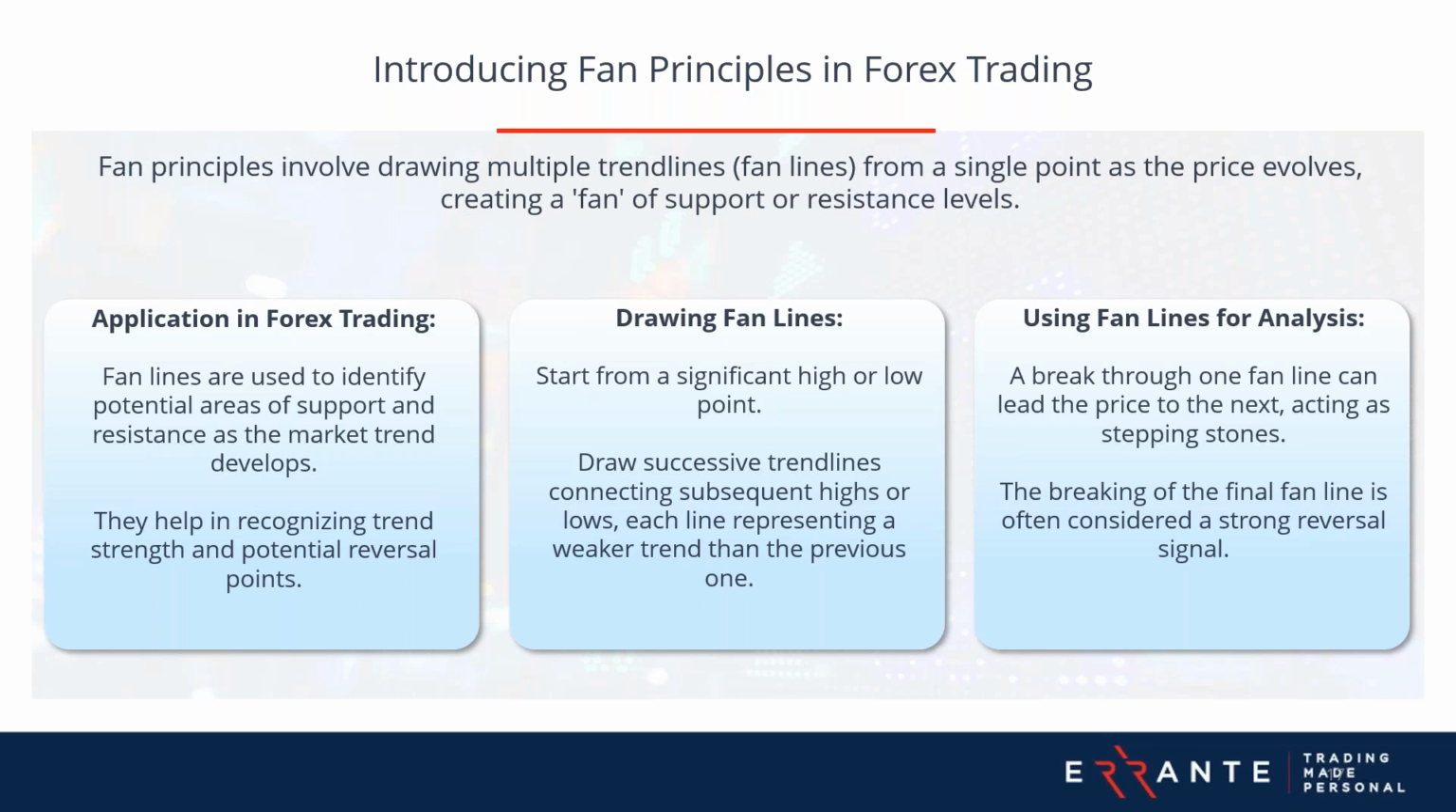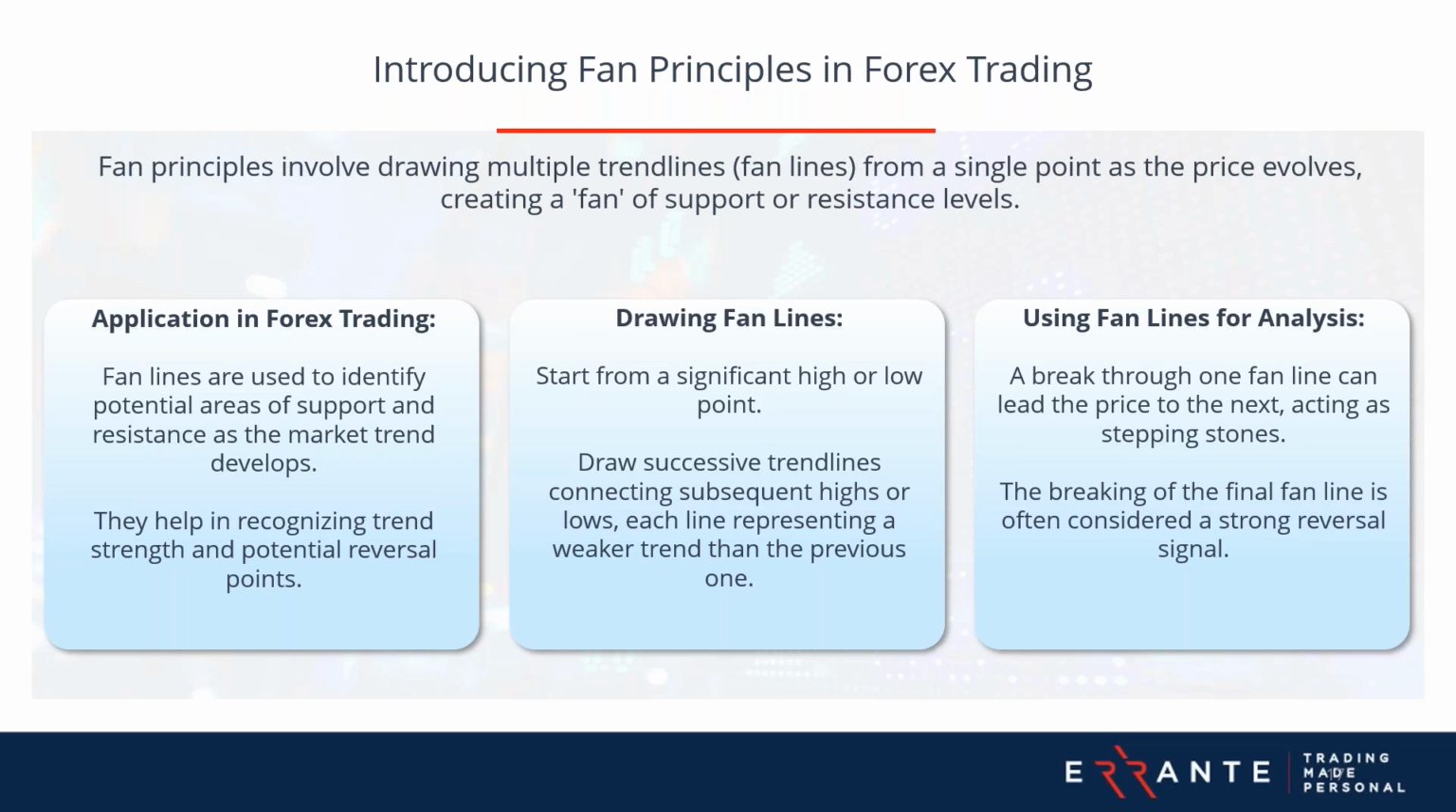These fan lines serve as a roadmap of the market's journey. When the price breaks through one of these lines, it often moves to test the next line in the fan. That's why we call it fan, because there are multiple lines. This stepping stone behavior can provide insights into the market's momentum and direction, because now you know a steeper trend line means the market has an accelerating momentum, while a gently sloped trend line means the market is moving at its own pace and there is not that much momentum.